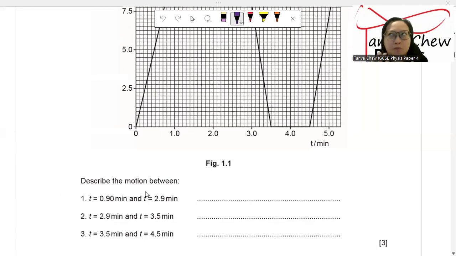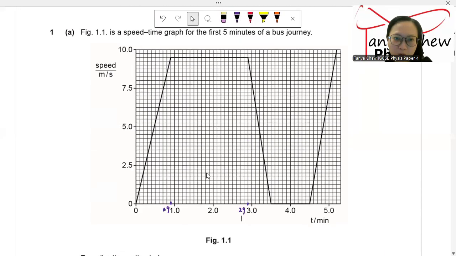Describe the motion. Motion means movement. You have to remember that. Between t equals 0.9 minutes and t equals 2.9 minutes. Now I have to determine 0.9 is somewhere here. This is 0.9 minutes and 2.9 is somewhere here. 2.9. So what is the motion here?